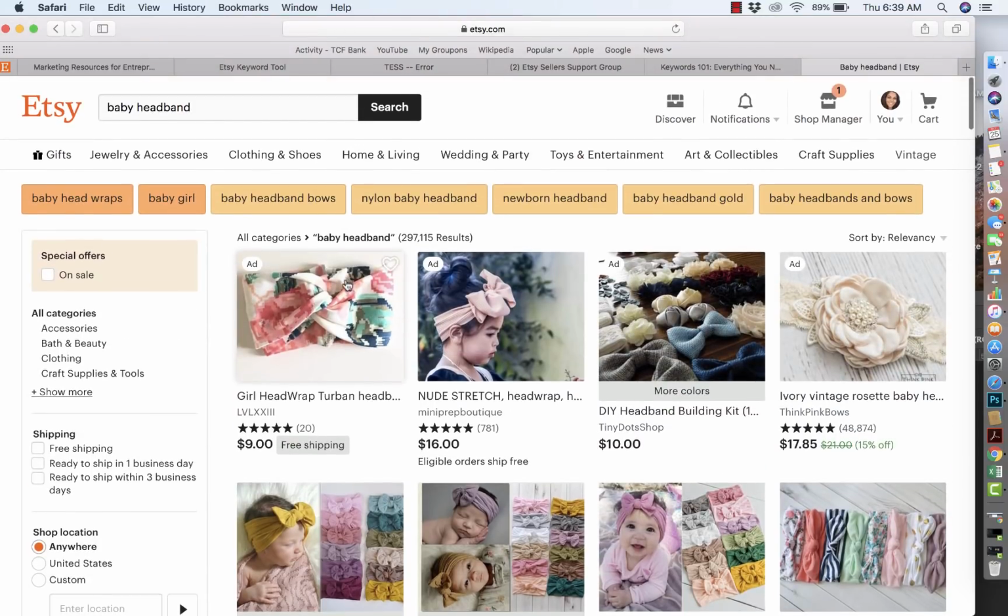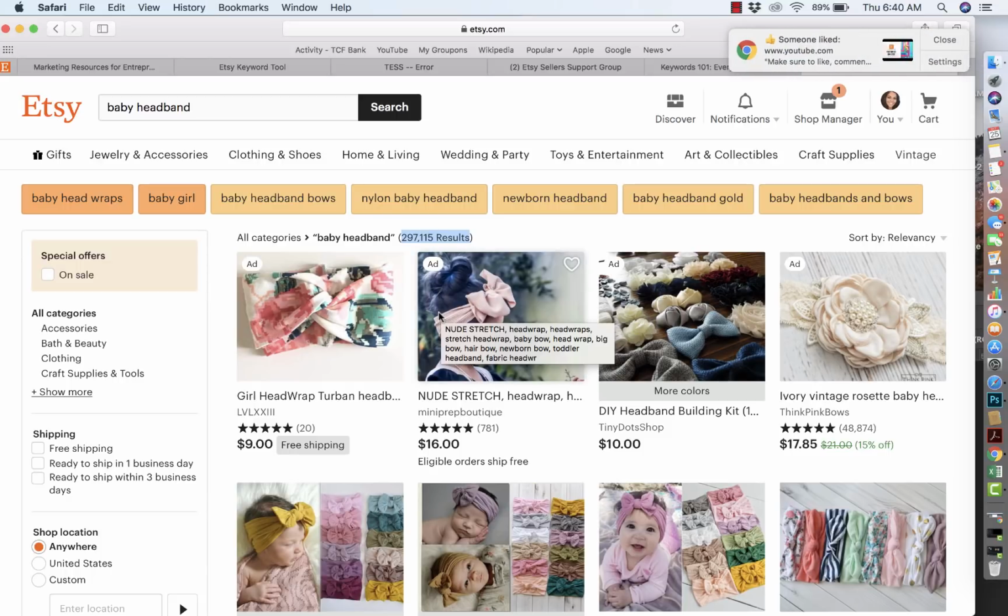So a lot of people think, oh, well, this must be a good keyword because a lot of people, you see, it comes up a lot. No, it's not. It's the opposite. You have to think about it the opposite. If you have a headband shop and there's 297,000 other people that have headband shops, guess what? That's your competition.